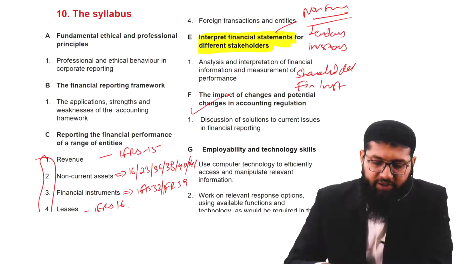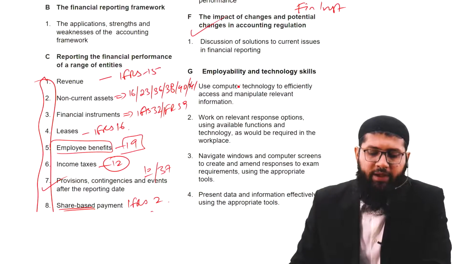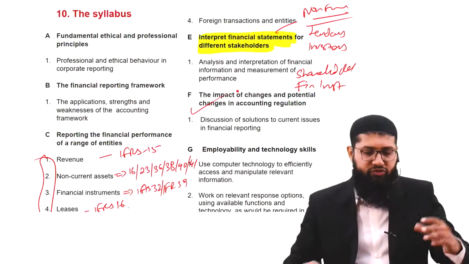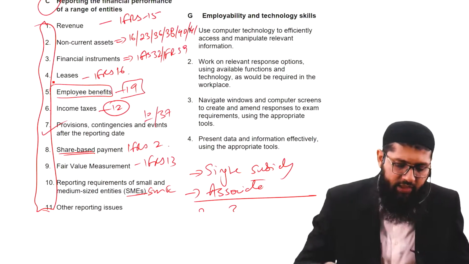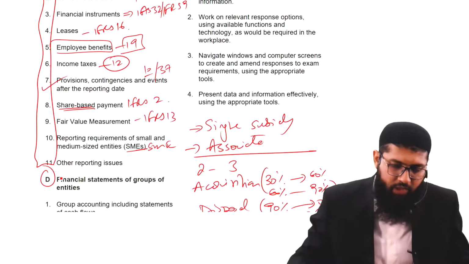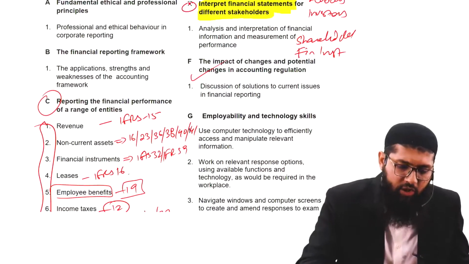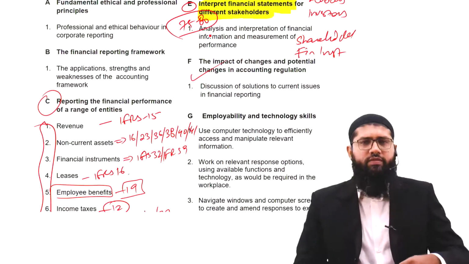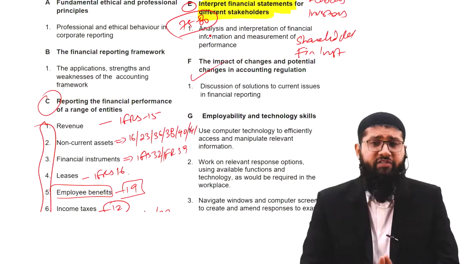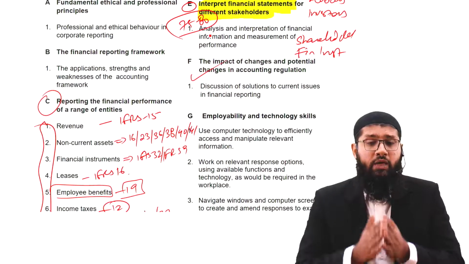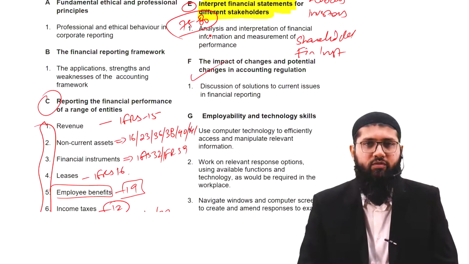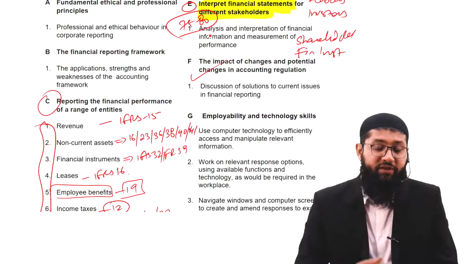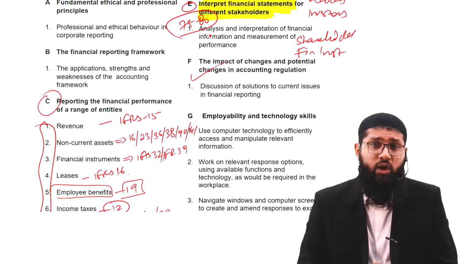With respect to the current issues, I've already discussed, and with respect to employability and technology skills, I've also discussed. So see, section C, section D, and section E in total constitute around 75 to 80% of the course. So you as a student would have to keep in mind that you are prepared and ready for all this.